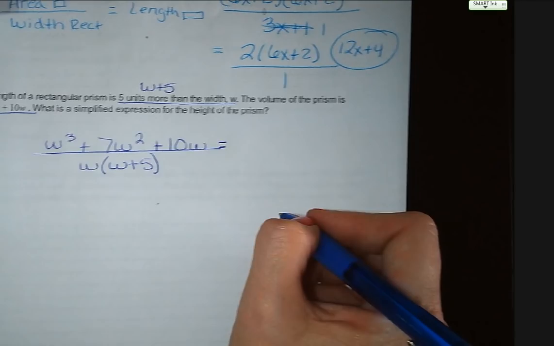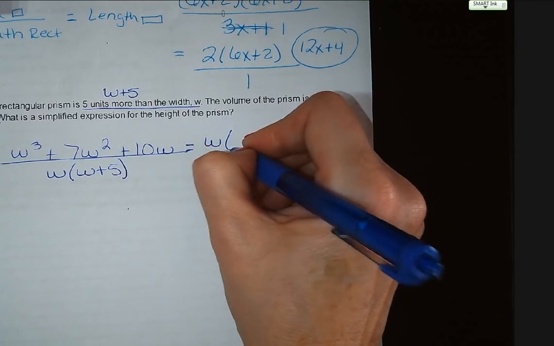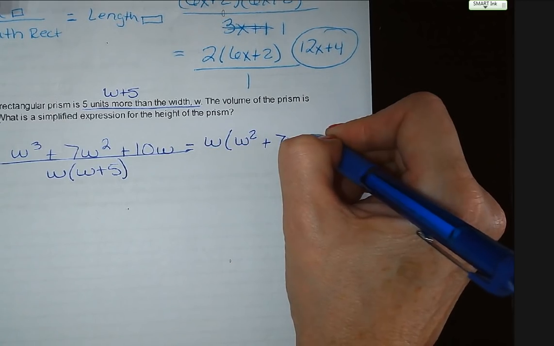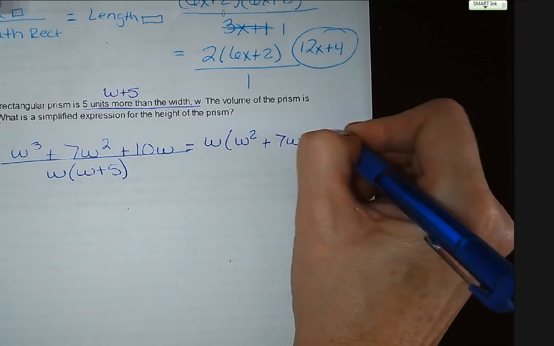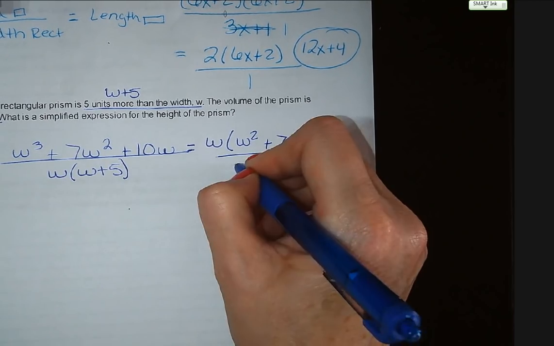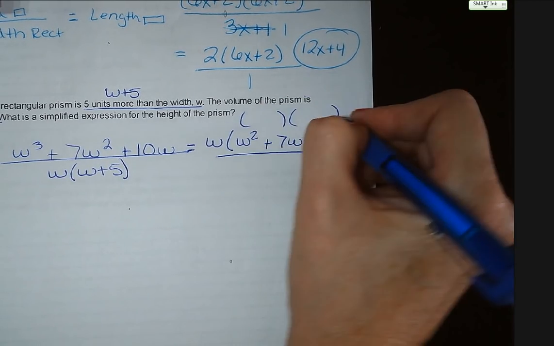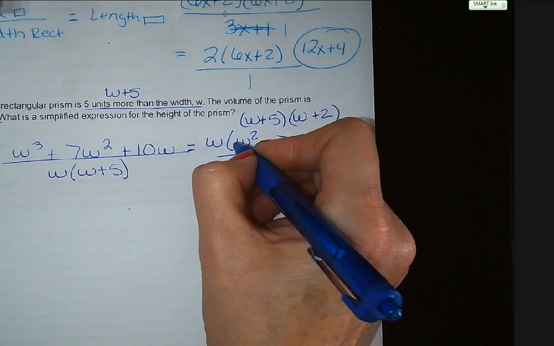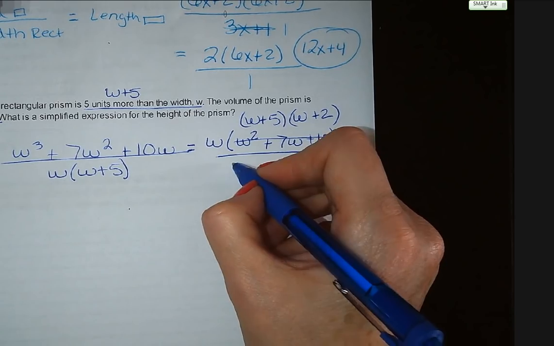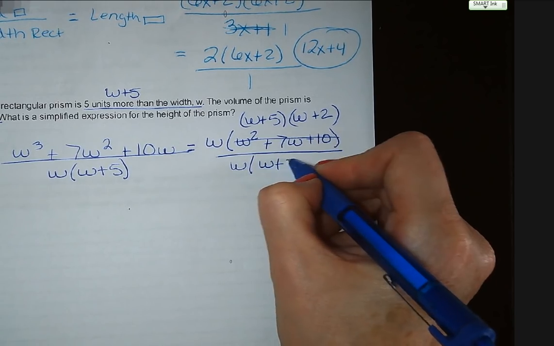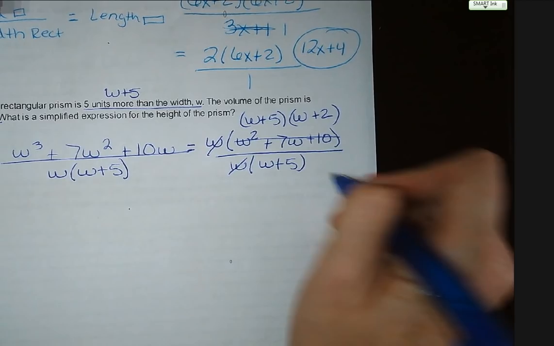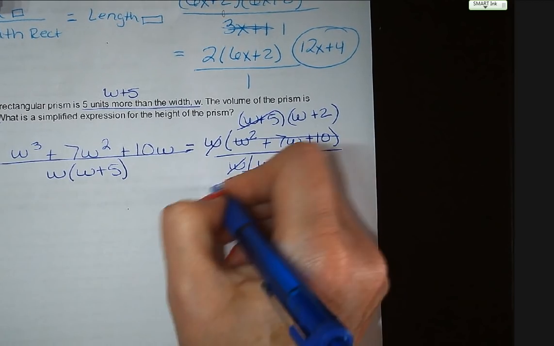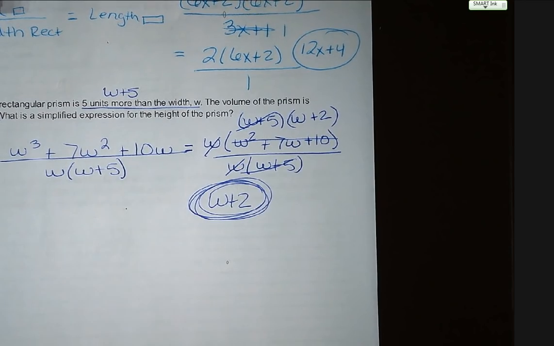Well, we need to factor, and ooh, that's factoring a trinomial with higher powers. So we take out first a w, and we're left with w squared plus 7w plus 10. So we have w plus 5 and w plus 2. So those are our 3 terms in the numerator. And in our denominator, we have a w and a w plus 5, which both cancel out. So that means we are left with w plus 2 as the representation of the height of the prism.